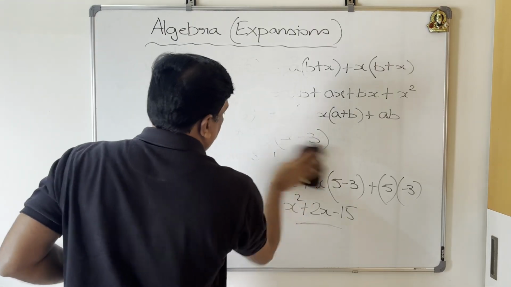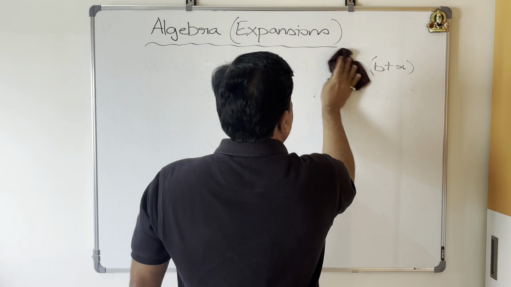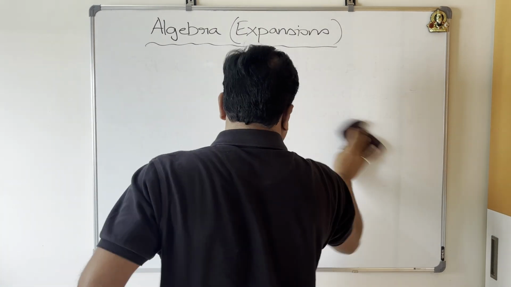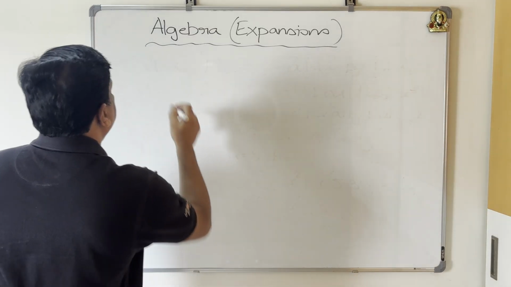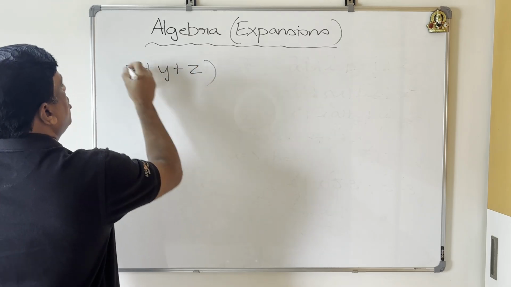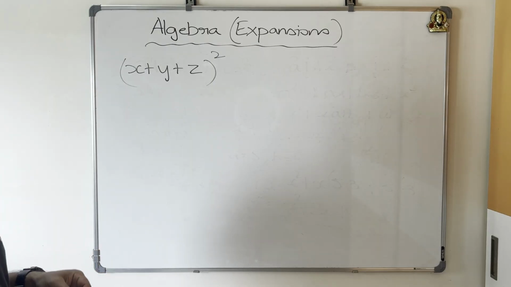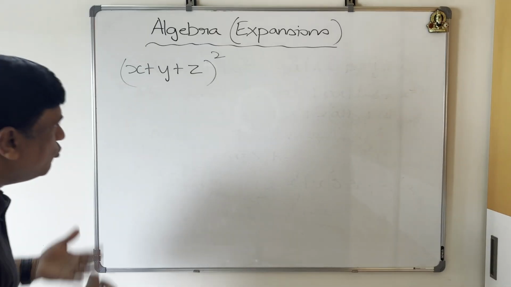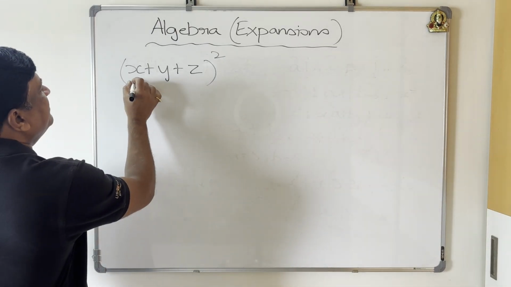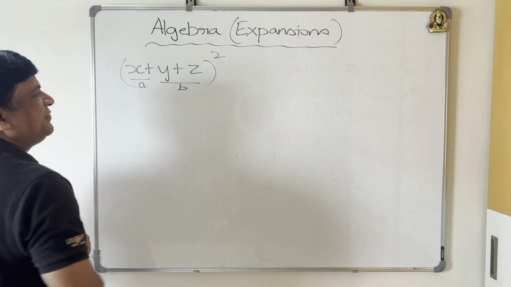Now one more in squares. There is one more in squares when you have 3 variables. So they might ask you, what's the value of (x plus y plus z) whole square? You might be knowing the formula by now, but even if you don't remember it, what do you need to do over here? I'll treat this as a and I'll treat this as b.